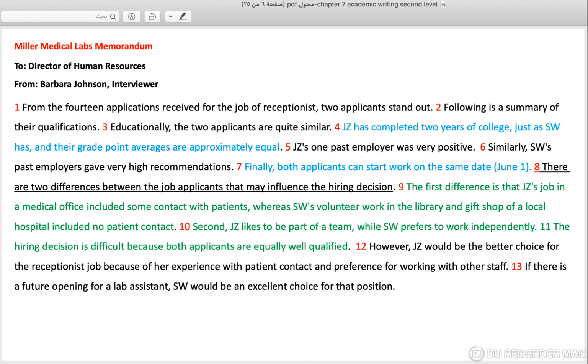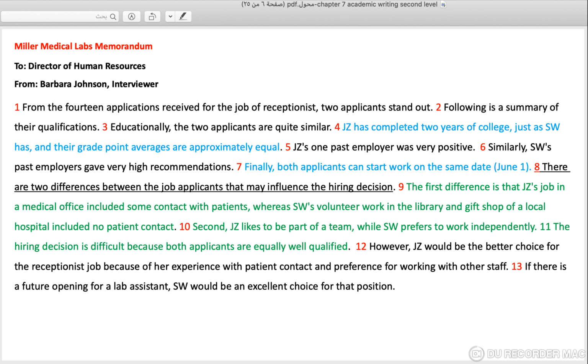There are 2 differences between the job applicants that may influence their hiring decision. The first difference is that GZ's job in a medical office included some contact with patients, whereas SW's volunteer work in the library and gift shop of a local hospital included no patient contact. Second, GZ likes to be part of a team, while SW prefers to work independently.